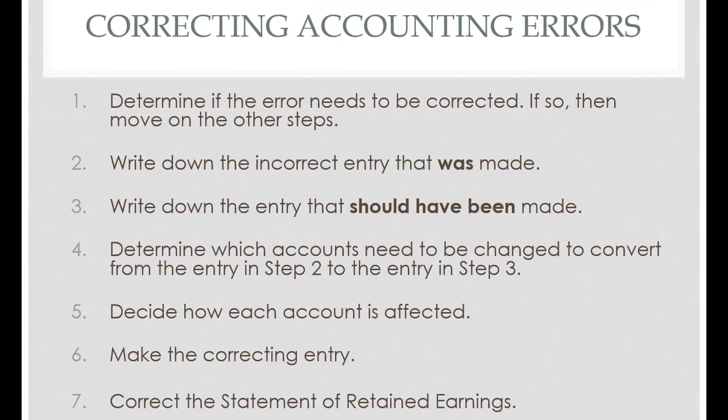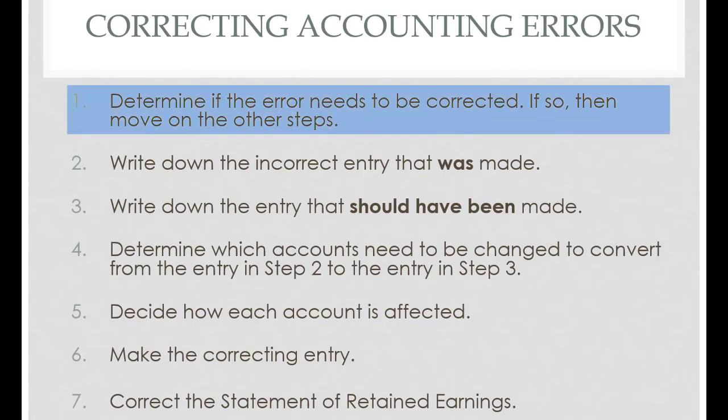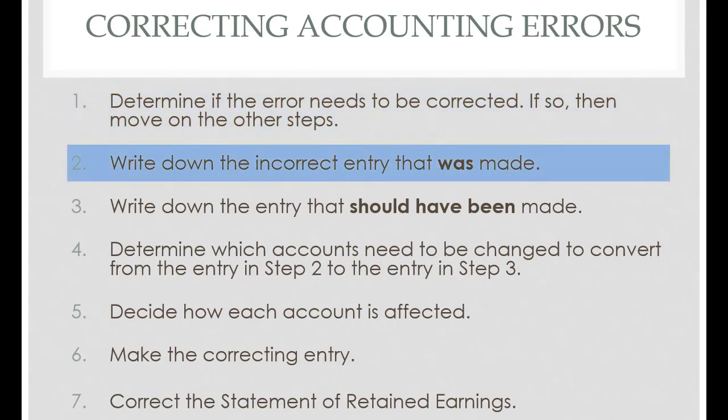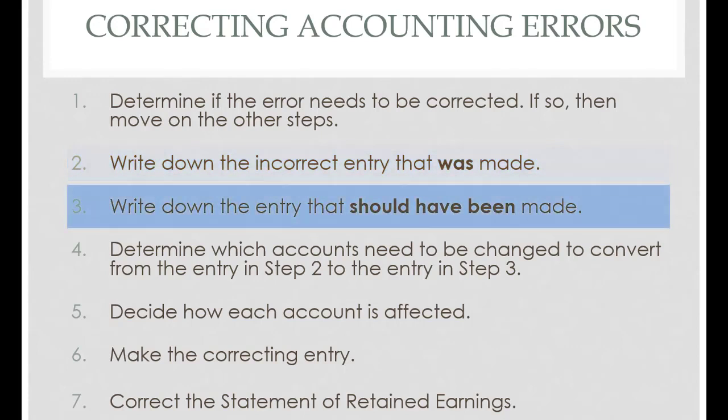Now that we've talked about counterbalancing and non-counterbalancing, we can talk about the method for correcting errors. Step number 1, decide if the error needs to be corrected. Again, these are non-counterbalancing, which always have to be corrected, or counterbalancing that haven't counterbalanced yet. If a correction needs to be made, then we move on. If it's counterbalancing and it has fixed itself, we don't go any further in the steps, we just leave it. But assuming an entry needs to be made, we then write down the incorrect entry that we did. Then we write down the entry that we should have done.